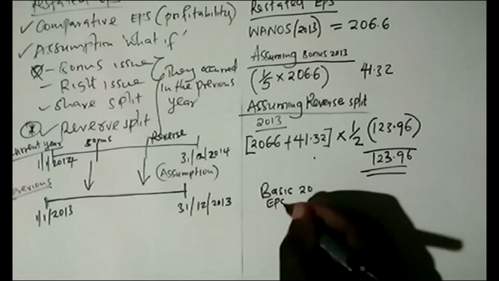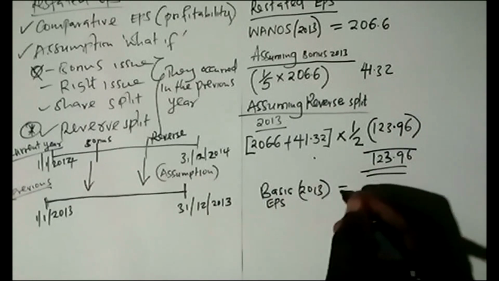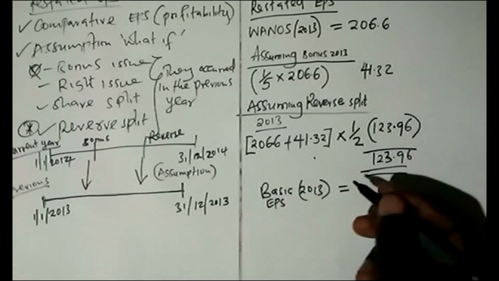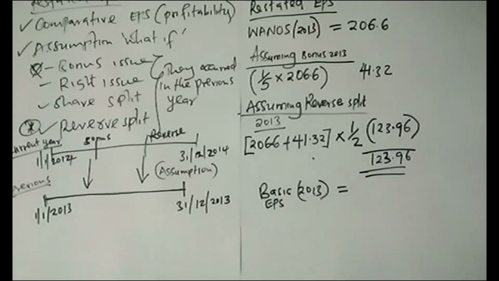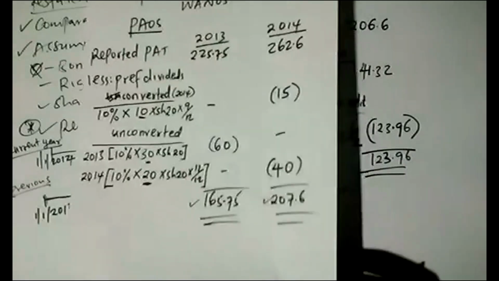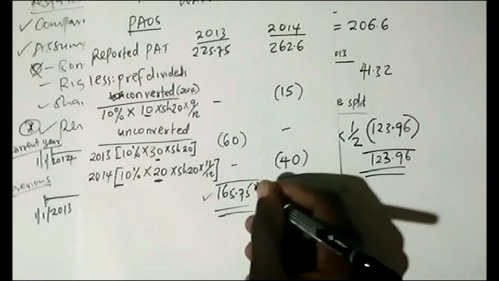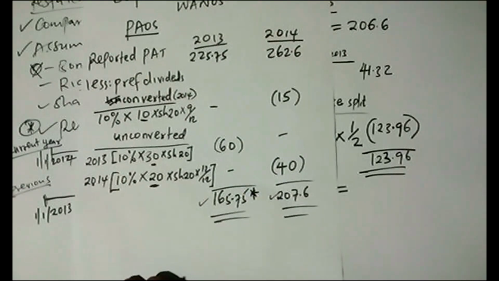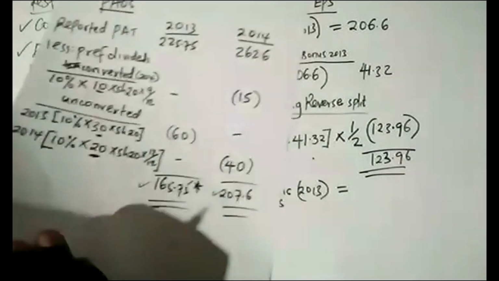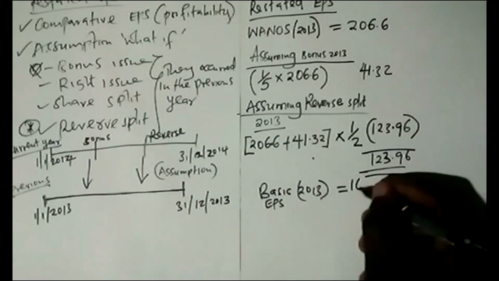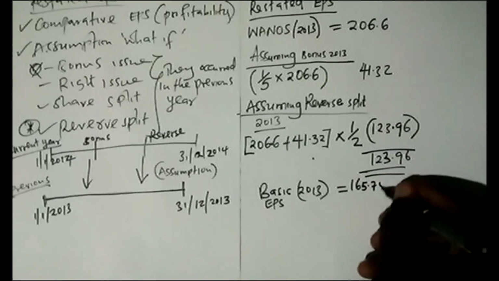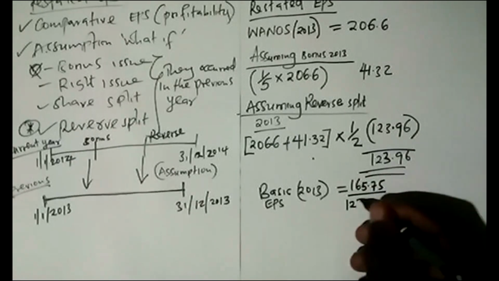Basic EPS 2013, after the adjustment we have done, is equal to, remember that my profit will be constant. That one can never be affected. So our profit was 165.75. The profit cannot be affected in any way by the bonus or the reverse. It will remain the same. So that is 165.75 divided by 123.96.